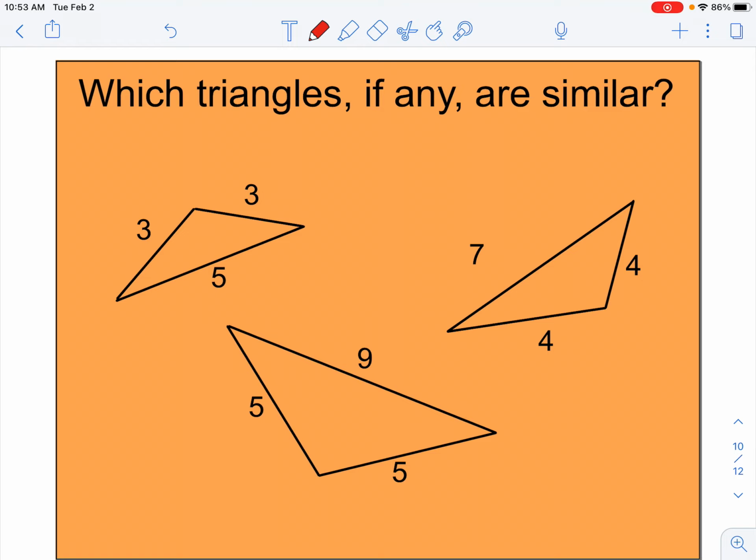Okay, so this example says, which triangles, if any, are similar? So see right now if you can show any two out of the three triangles are similar.